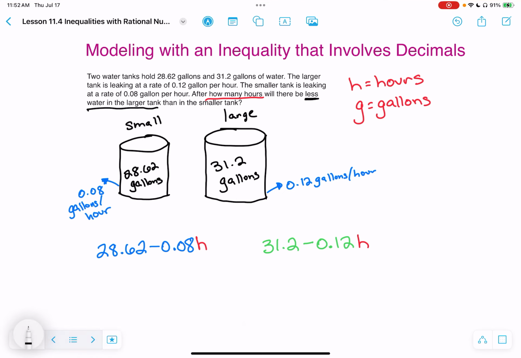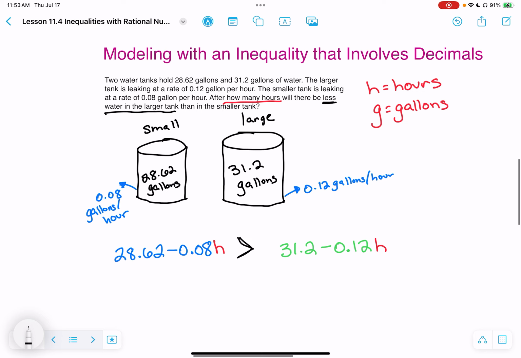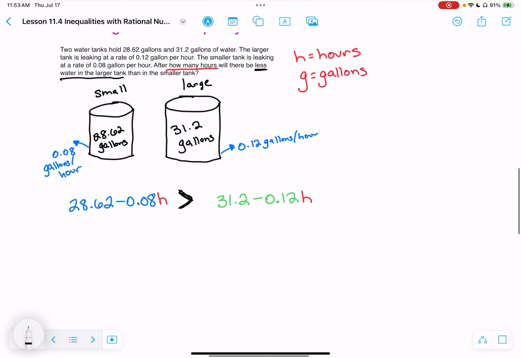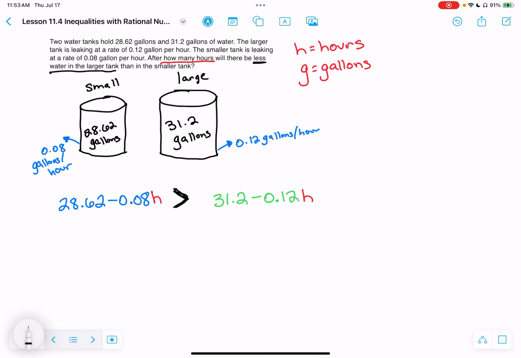So the large tank is over here on the right side. So after how many hours will the large tank have less than the small tank? Another way of saying that is, when will the small tank have more than the large tank? When will the large tank be lower is the same thing as asking when will the small tank be more. If it bothers you the way I wrote that, you could flip it: 31.2 minus 0.12h is less than 28.62 minus 0.08h, if you want to use the less than symbol and write it exactly the way it's written in the problem. But these are the exact same thing.